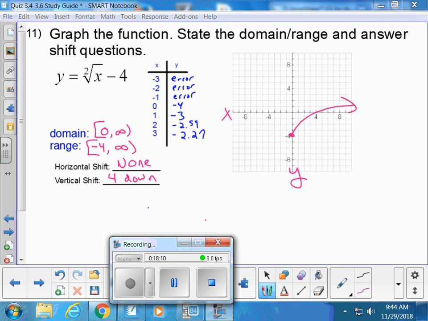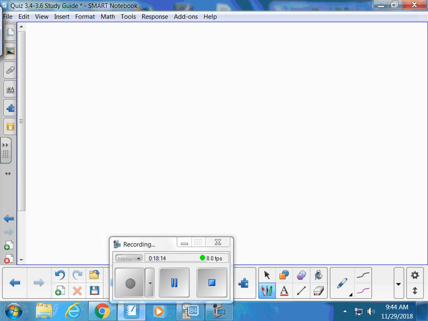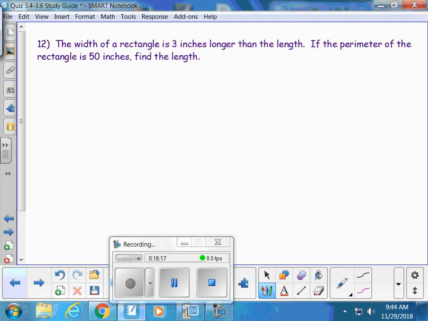I think we are going to just go ahead and finish this today. We're at 18 minutes. We have time. Number 12 is the last problem. This is actually an ACT review problem. The width of a rectangle is 3 inches longer than the length. It's always good to refresh geometry in your brains. You can't just forget about the whole entire class. The width of a rectangle is 3 inches longer than the length.